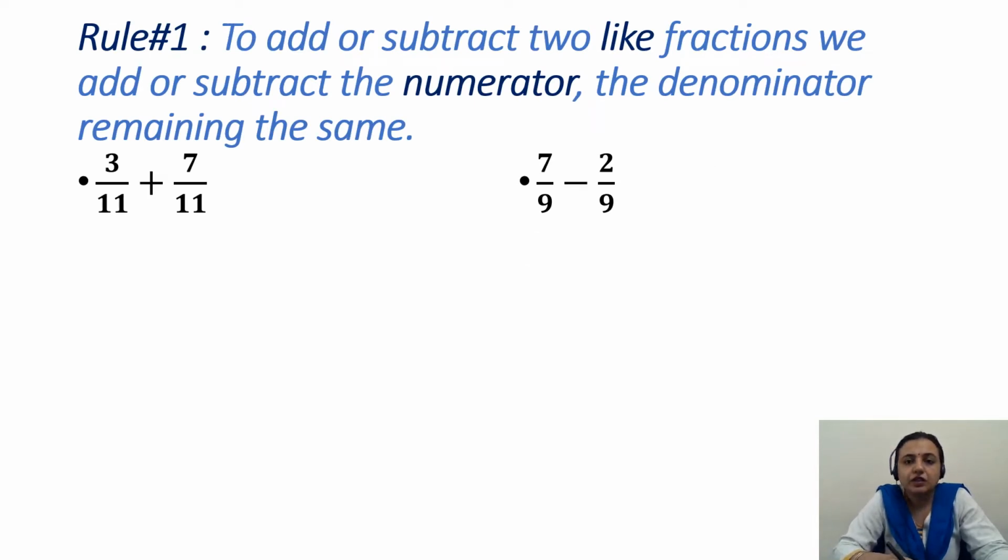Rule 1, to add or subtract two like fractions. So remember, whenever you are having like fractions and you need to add or subtract them, what you have to do is simply add their numerators.